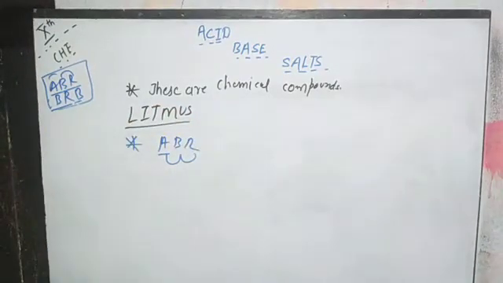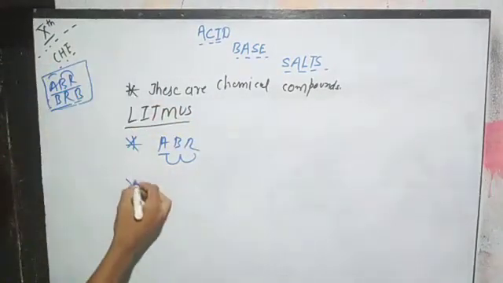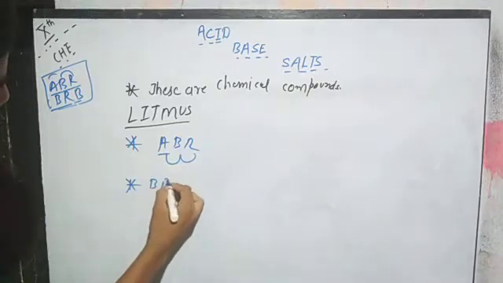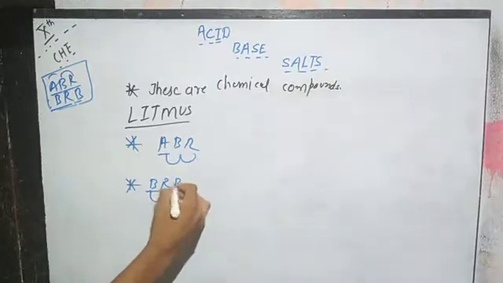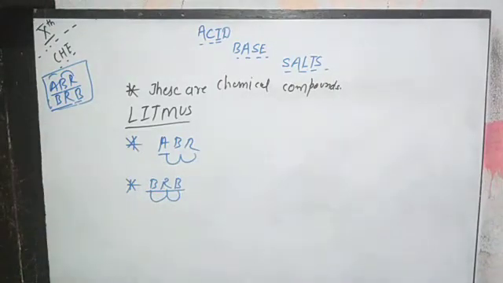And whenever any base solution is put on the litmus paper, it changes red into blue. So bases turn red into blue. And now look here. As I told you, litmus is a very essential or very useful indicator that we use mostly in our chemistry or in our chemical work.